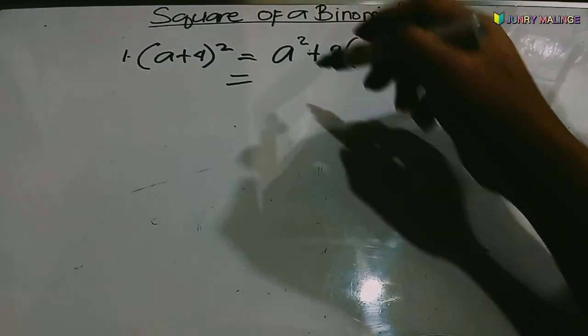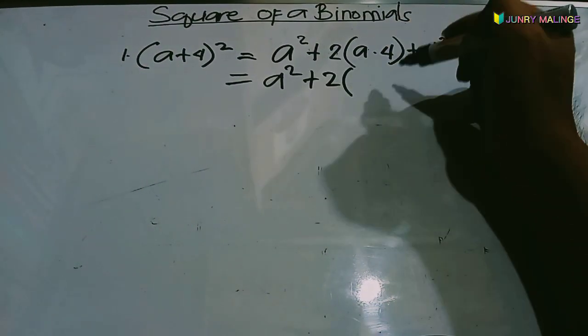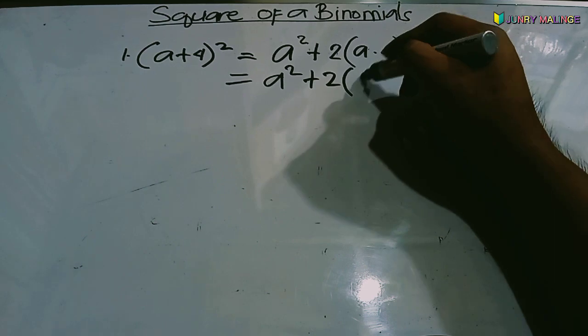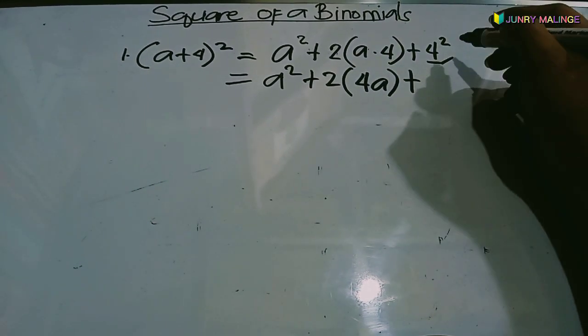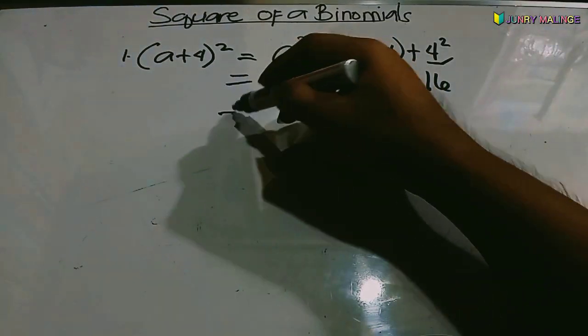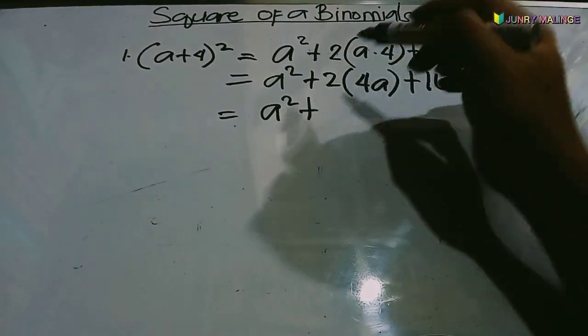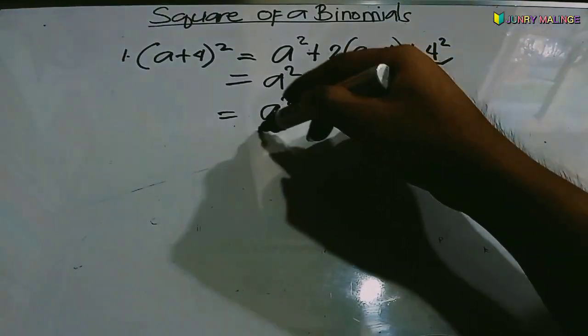Next, we're going to multiply. A squared plus 2, multiply first inside the parentheses, so A times 4, that is 4A, plus, and simplify, 4 times 4, that is 16. And we have A squared plus 2 times 4A, that is 8A plus 16. So this is our final answer.